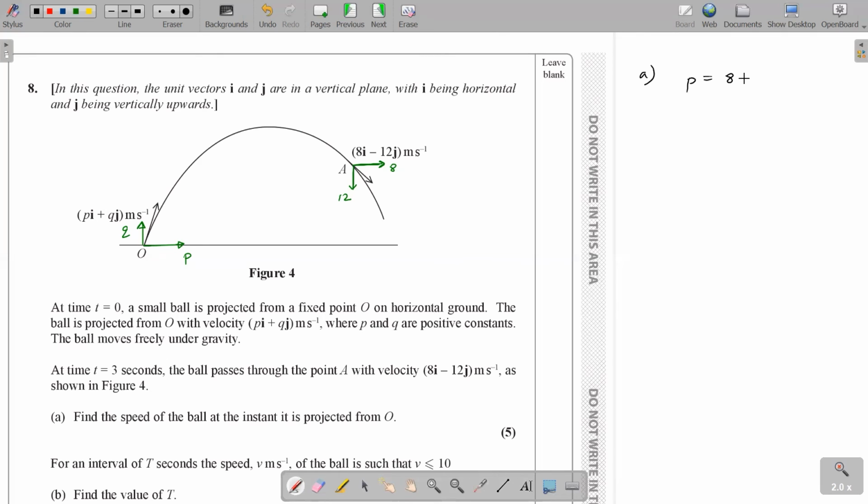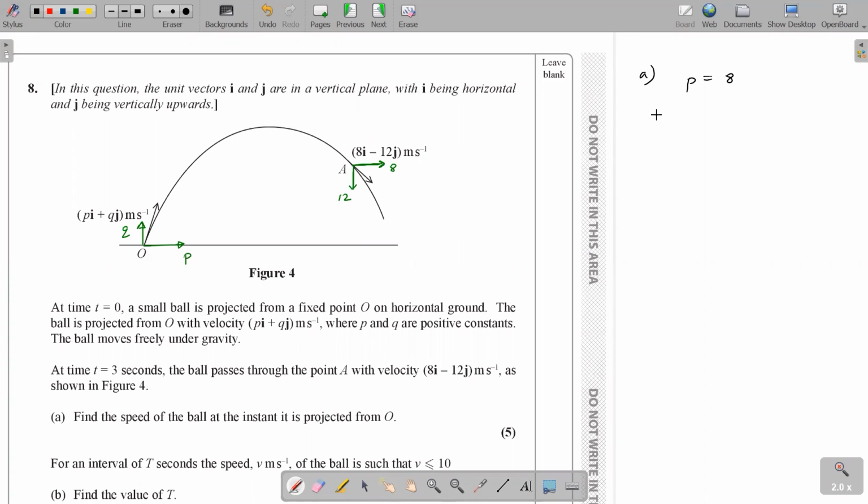So Q is a vertical component. Of course, the vertical component is the one that will change, right? As you move up, it will decrease in value, isn't it? At the highest point, the vertical component becomes 0. And then over here, the vertical component is downwards at 12. So what equation do I have to use to get the value of Q?